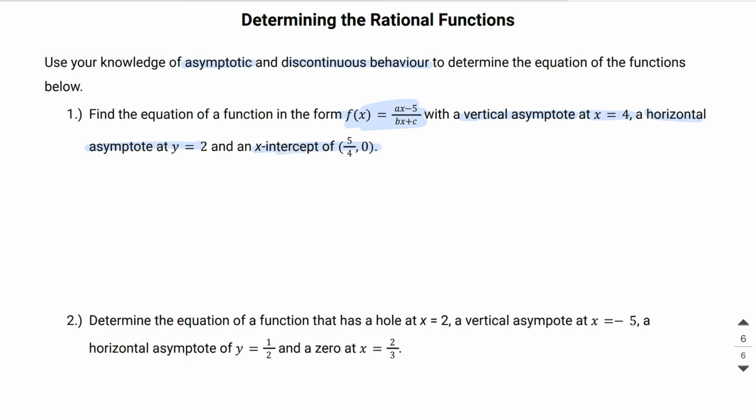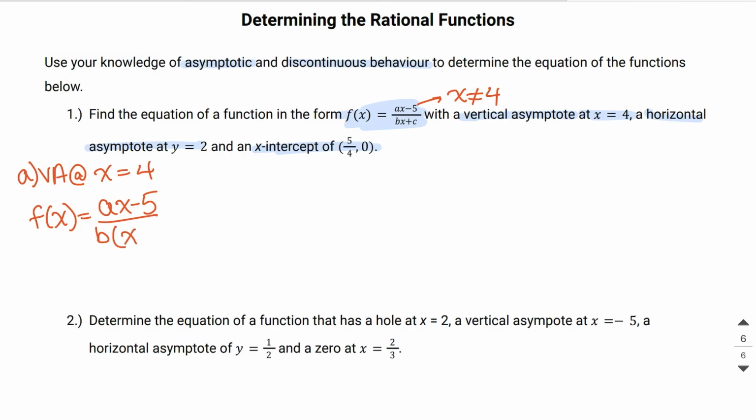So let's first take a look at the fact that we have a vertical asymptote at x equals 4. Well, if we have a vertical asymptote at x equals 4, that means that in this function right here, x cannot equal 4. And the only way that we would have x not able to be equal to 4 is if we have x minus 4 in the denominator. So that means that we are going to have a function in the form ax minus 5 over some constant times x minus 4. This right here gives us a vertical asymptote of 4. Okay, so that's the first piece of information that's given to us.